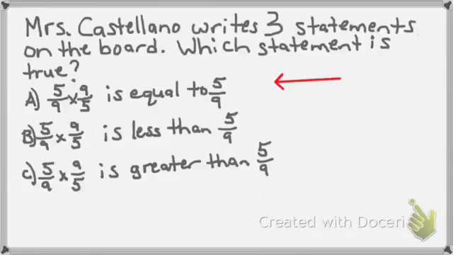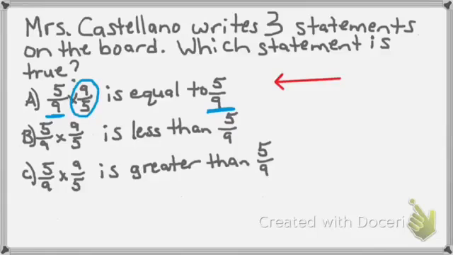Finally, we may see some multiple choice problems that are similar to this. Mrs. Castellano writes 3 statements on the board. Which statement is true? We have 3 choices. Let's focus in on our first choice, which is choice A. 5/9 times 9/5 is equal to 5/9. Find my given number at the end, underline it, go back into the problem to find the same number and underline it. That's what I'll be comparing to. Circle the other number. That's what I'll be multiplying by.